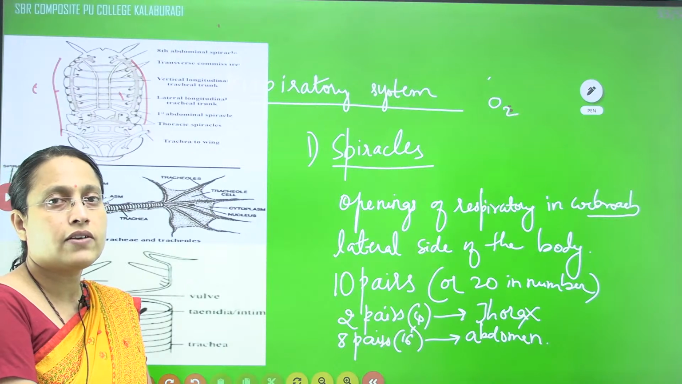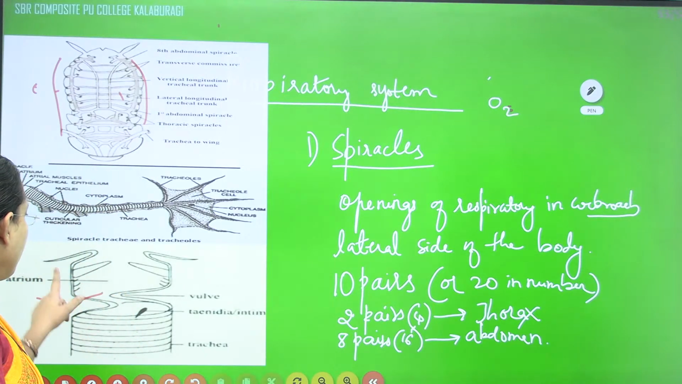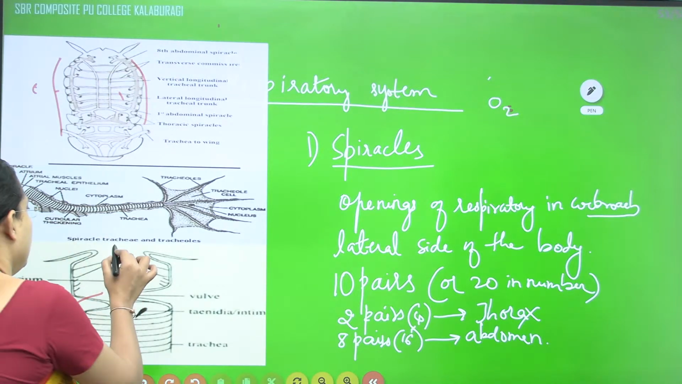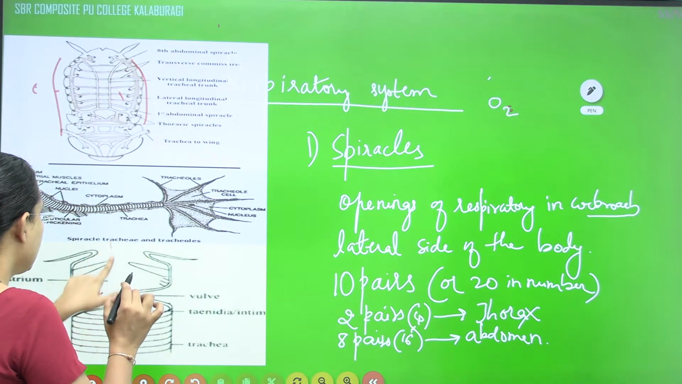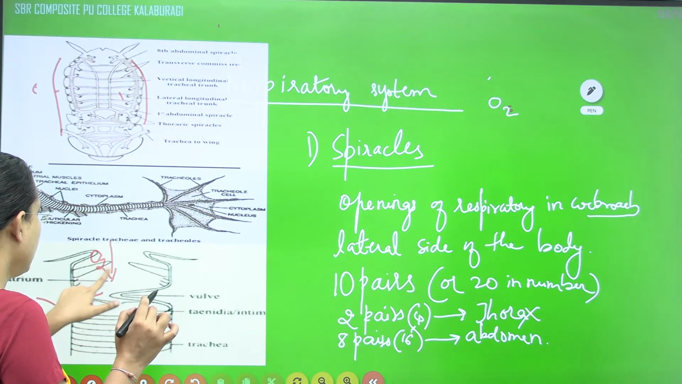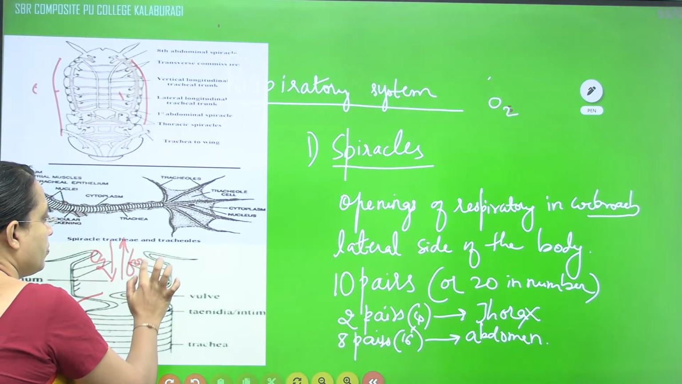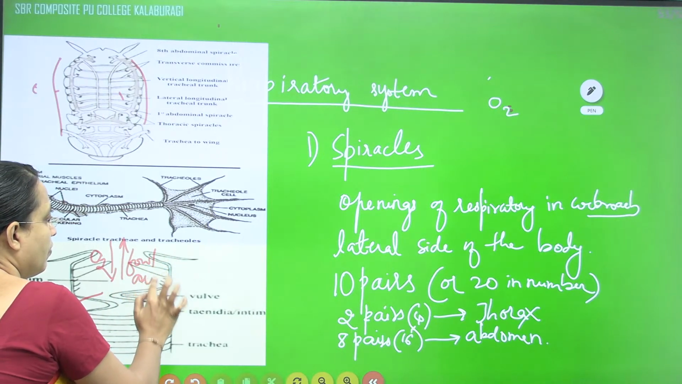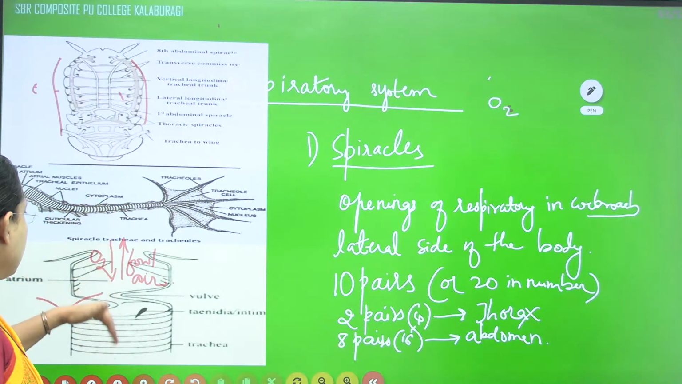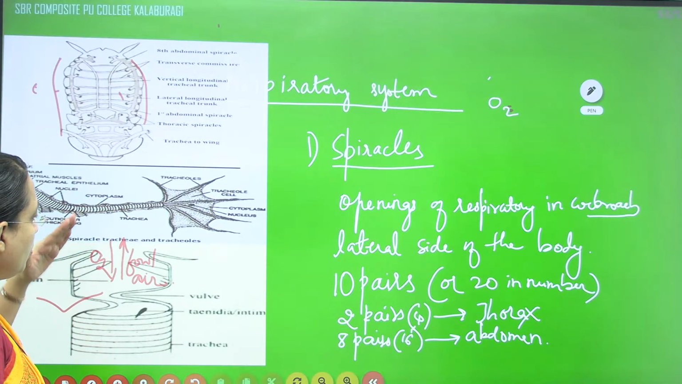When the detailed structure of a spiracle is observed, this is where the air goes in, oxygen, and the foul air is let out here. So they open in the lateral part of the body.